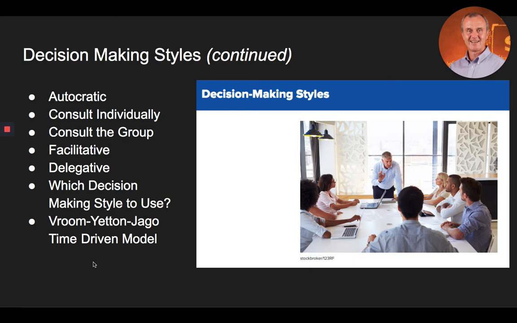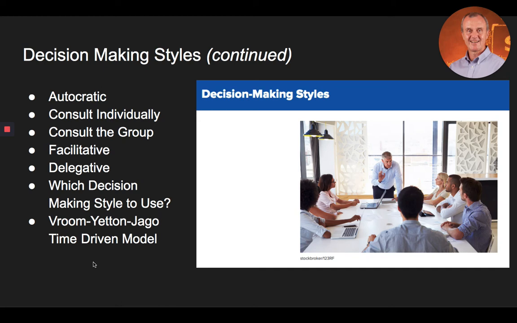The second style is consult individually. When managers use a consult individually decision-making style, they present the problem and seek potential solutions from subordinates individually. That is, not in a group setting where the subordinates are together. After obtaining enough input from subordinates, the manager makes the final decision.